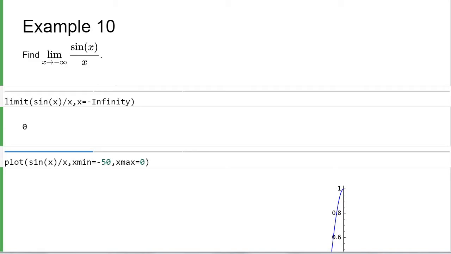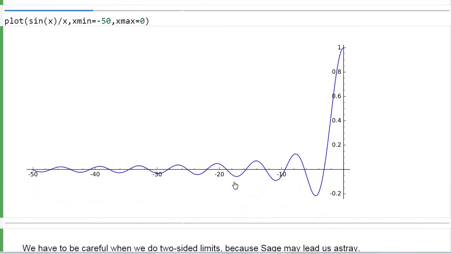Alright, here's sine x over x again, but we're not looking at x approaching 0, we're looking at x approaching minus infinity. So you just type x equals minus infinity here in the limit. Sage tells us the answer is 0. Let's look at the graph and confirm that.